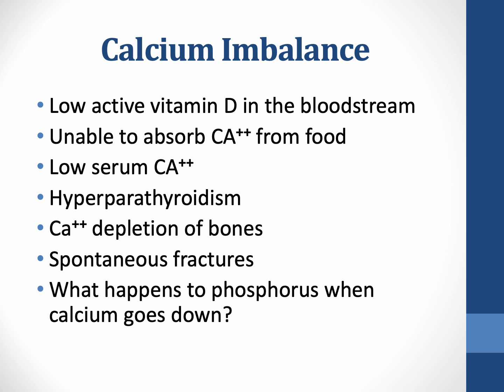The imbalance of calcium in chronic kidney disease occurs because the kidneys are unable to convert vitamin D into its active form, which is necessary for calcium absorption. As a result, serum calcium levels drop, leading to hyperparathyroidism and calcium depletion from the bones, potentially causing spontaneous fractures. To manage this, vitamin D analogs like Rocaltrol or calcitriol are used to maintain serum calcium levels and suppress parathyroid hormone production.